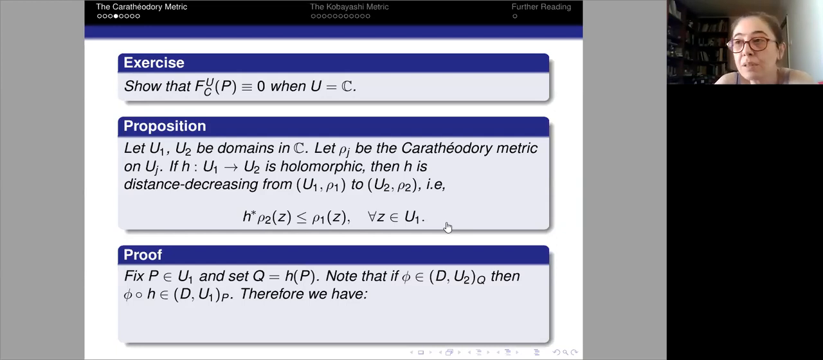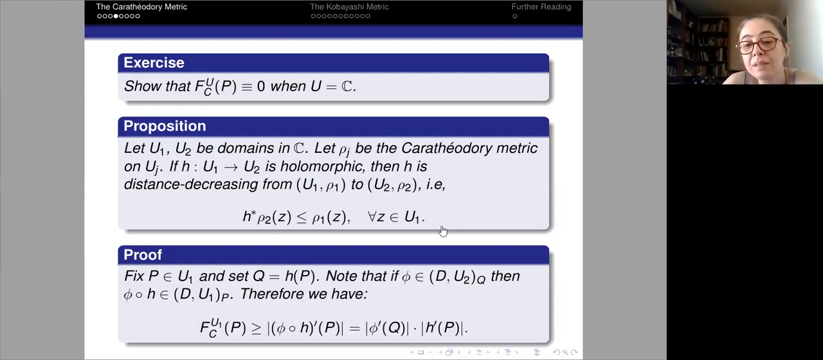Well, the proof is actually rather straightforward. You take a point P in U1, and set Q equal to H(P). Now if phi is in D(U2, Q), then phi composed with H is in D(U1, P). So we have this inequality: the value of the metric in the first domain at P is greater than or equal to the magnitude of (phi composed with H)' at the point P, but that is equal to the magnitude of phi' at the point Q, times H' at the point P.